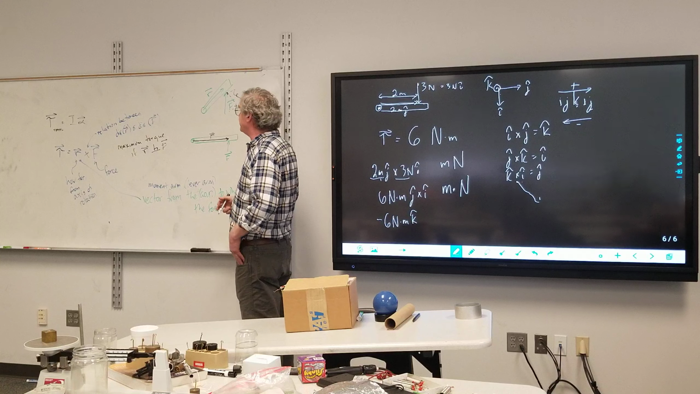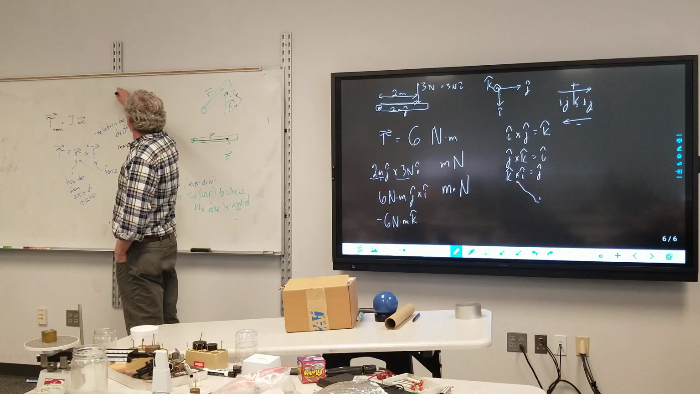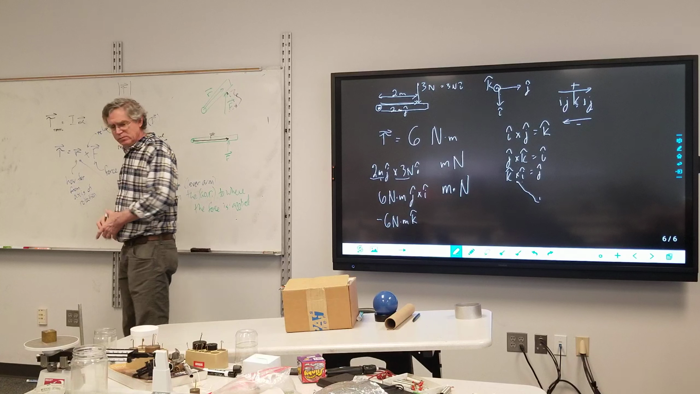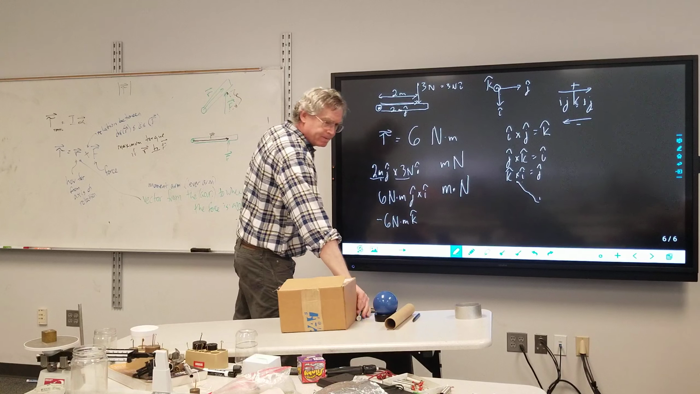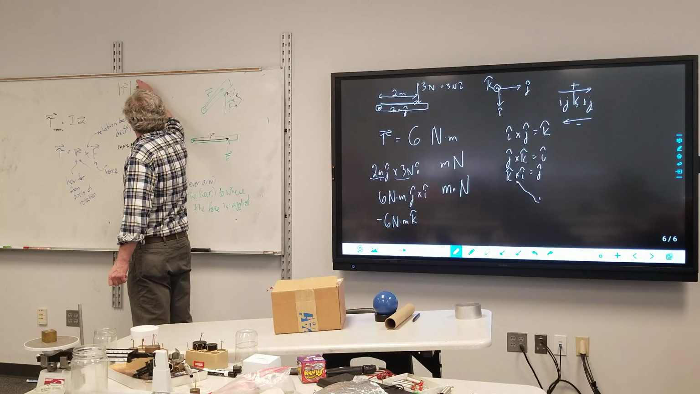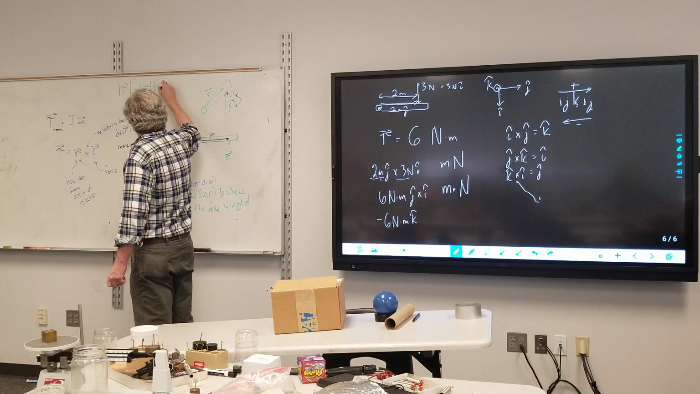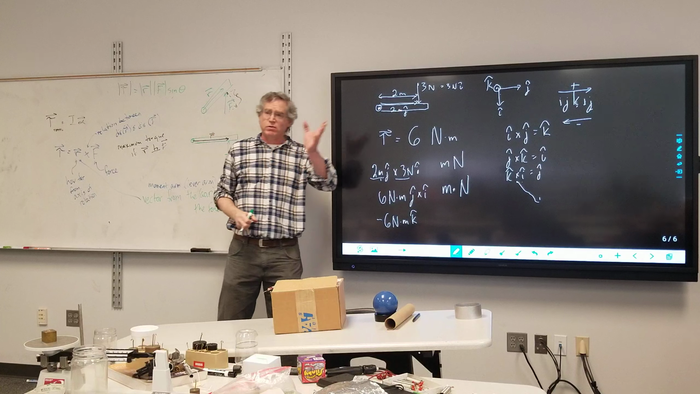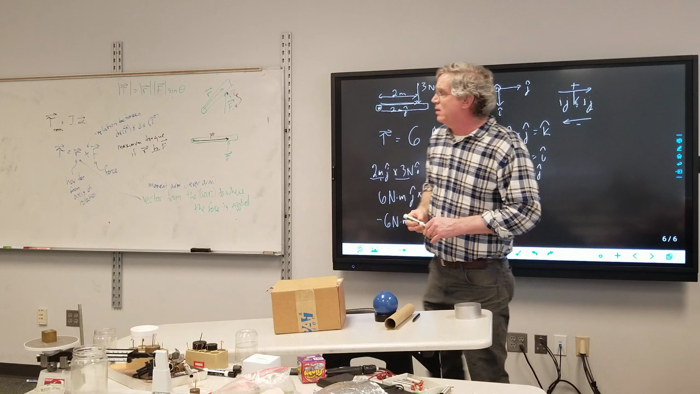A 5-second aside, the magnitude of the torque, more than 5 seconds apparently. The magnitude of the torque would be the magnitude of r times the magnitude of F times the sine of the angle between them when they're tail to tail. If you've never had trig, don't worry about it, it's just an aside.